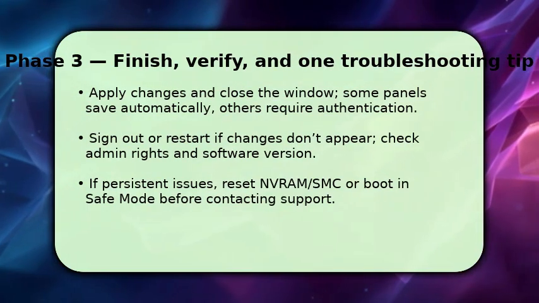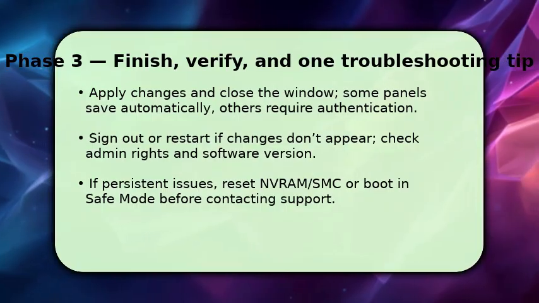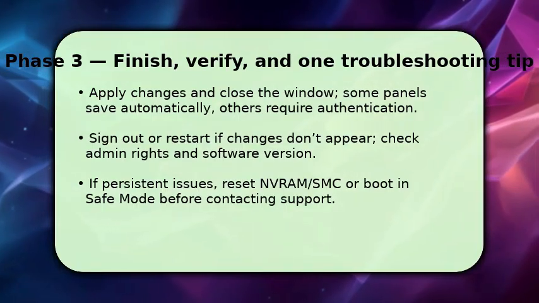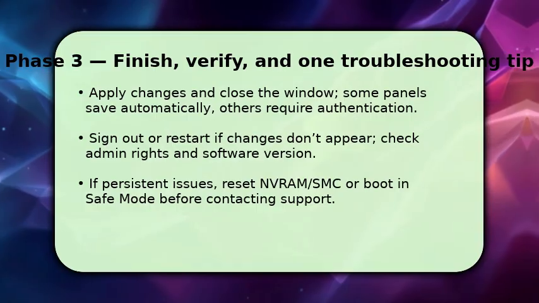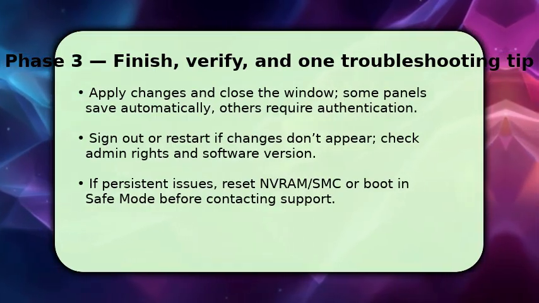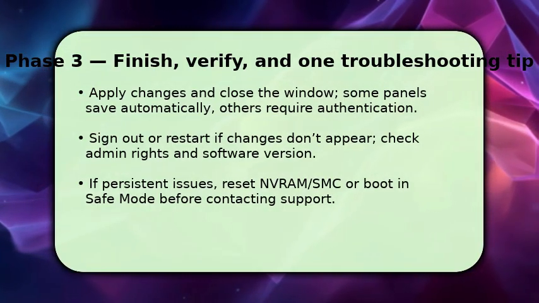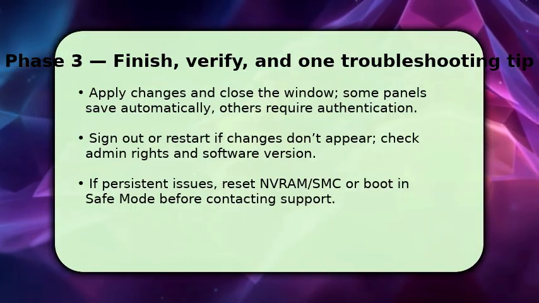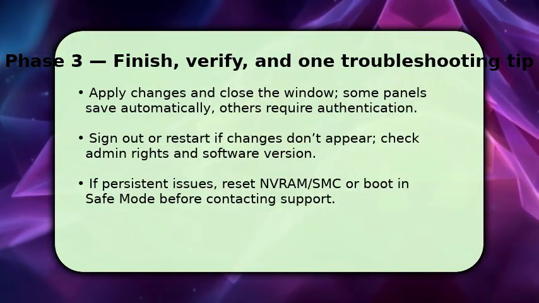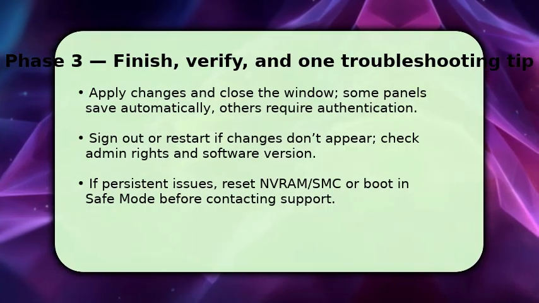Finish by applying changes and closing System Settings. Many toggles save instantly, but some panels require you to click an Authenticate or Lock icon and enter credentials. Once done, test the new view. Open Settings again to confirm your sidebar order and layout stuck. If a change doesn't appear, sign out or restart, and make sure you have admin rights.